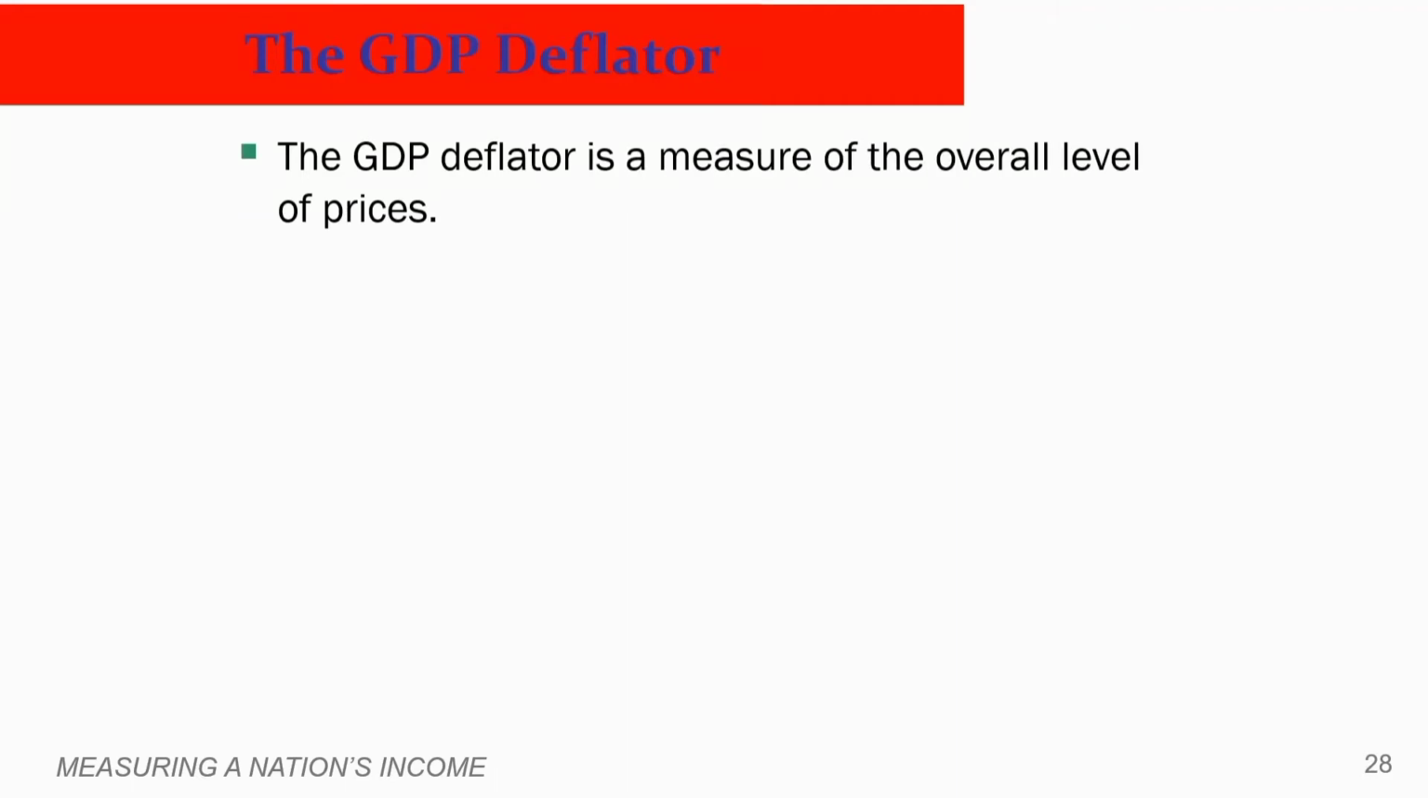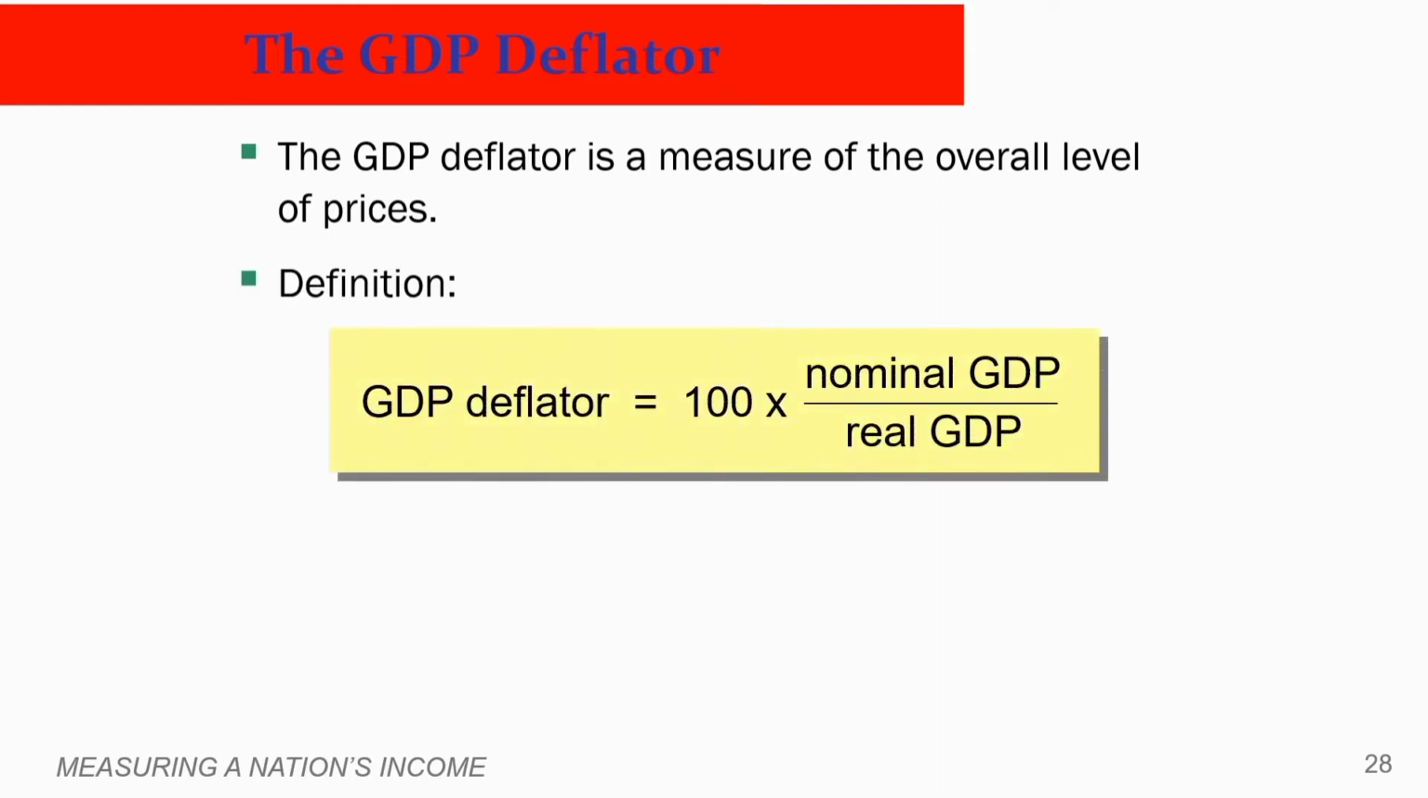What is a GDP deflator? It is a measure of the overall level of prices. The GDP deflator gets its name because it is used to deflate nominal GDP to get real GDP. Or in formula, GDP deflator is equal to nominal GDP over real GDP times 100.